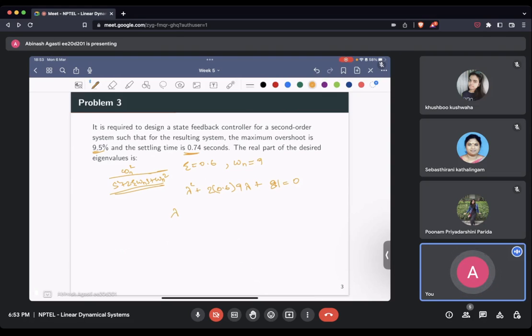So from this, what will I get as the solutions of lambda? I'll get minus zeta omega n plus minus j omega n root 1 minus zeta square. Okay, so anyone who wants to calculate these values, we will take 2 minutes and let's understand what we have done. Any doubts up to this point? No, sir. Okay, so find out what lambda should be and let me know.